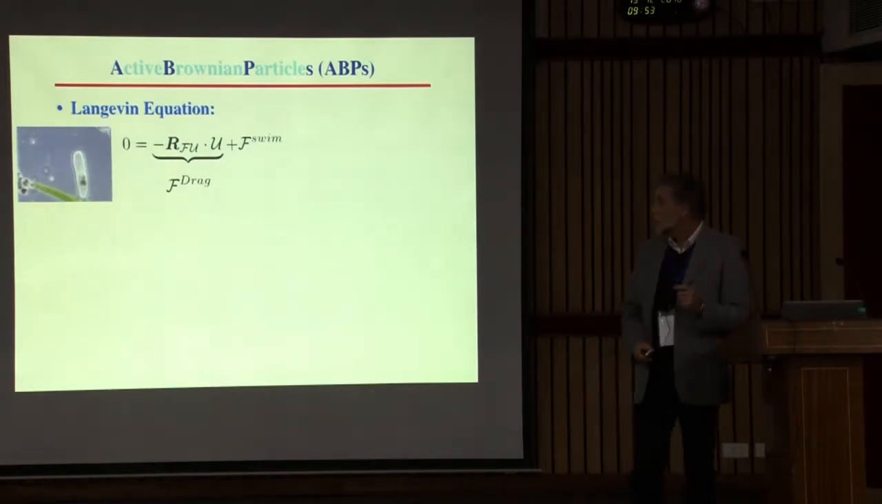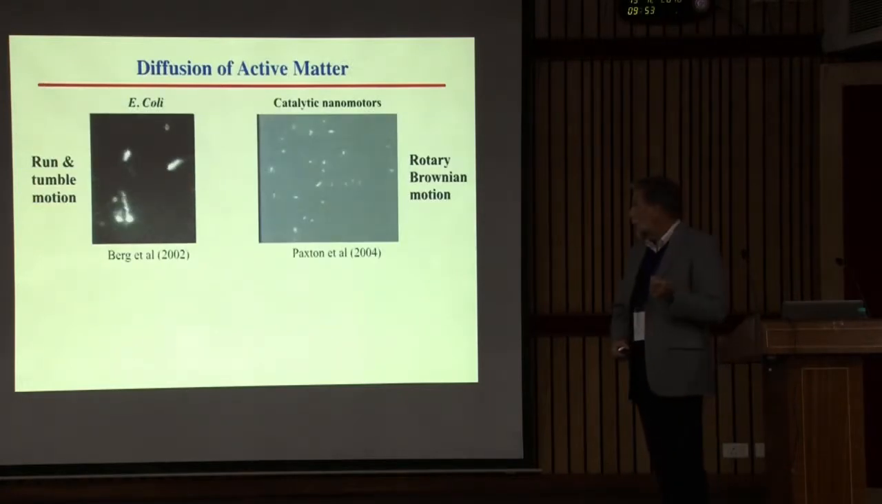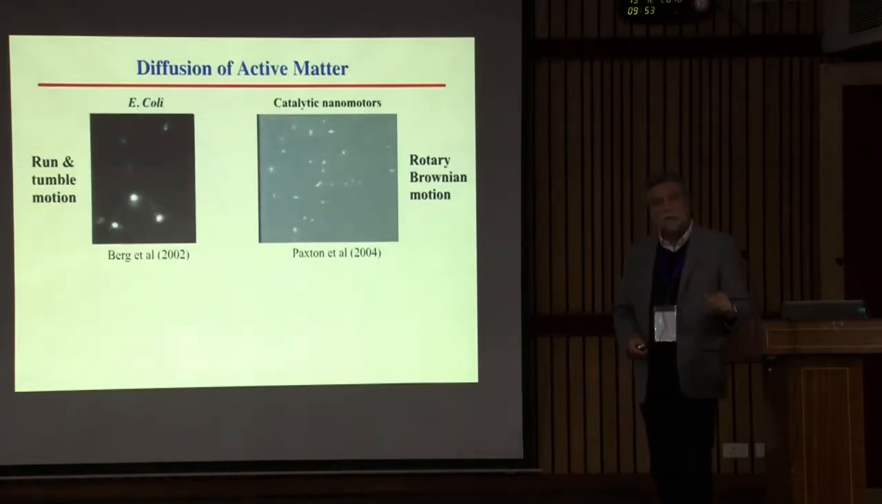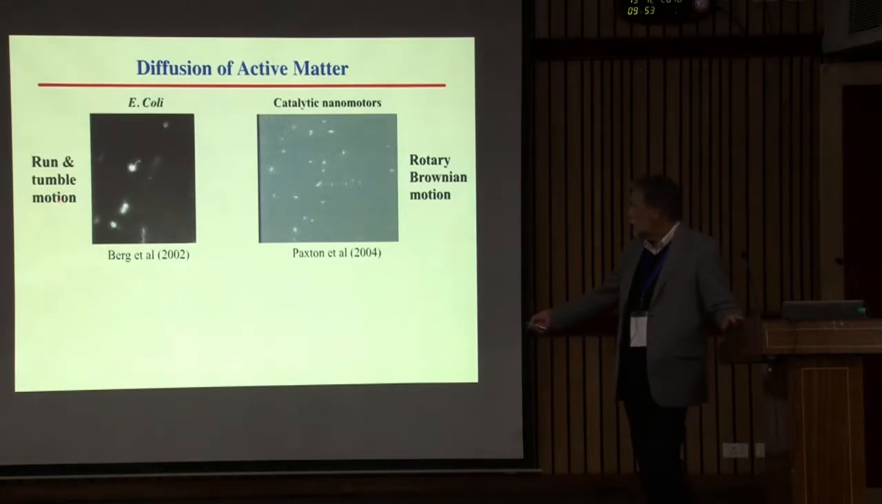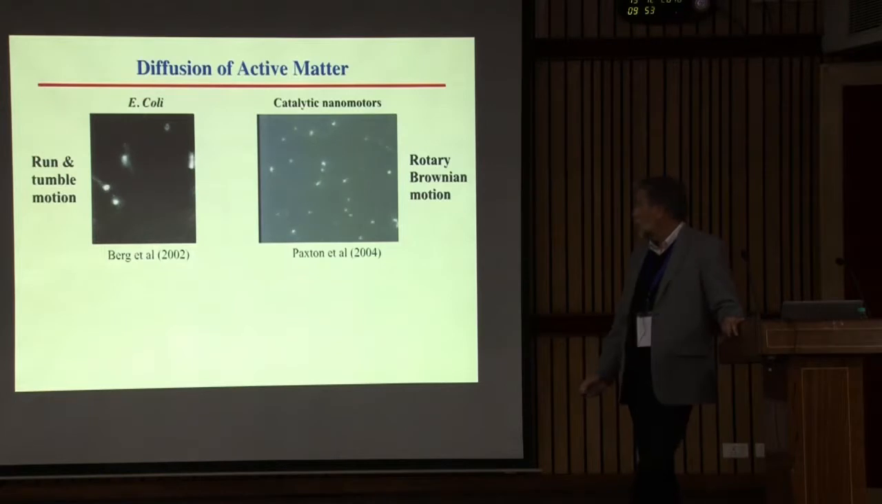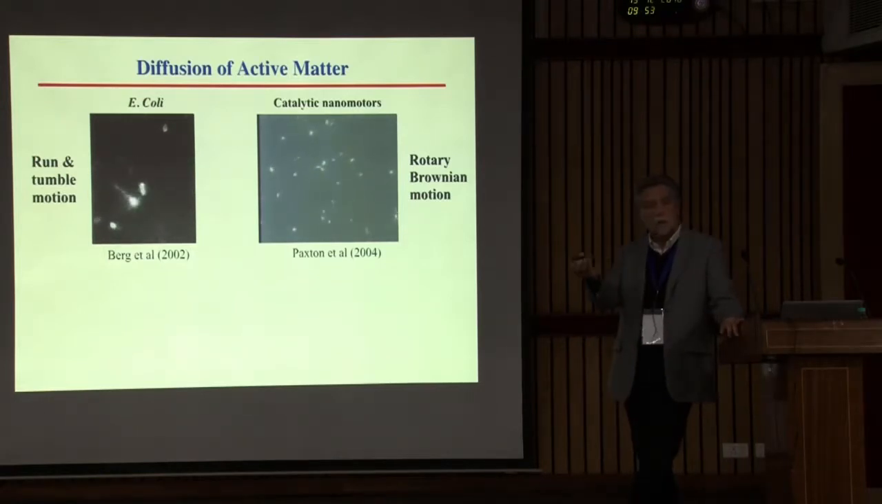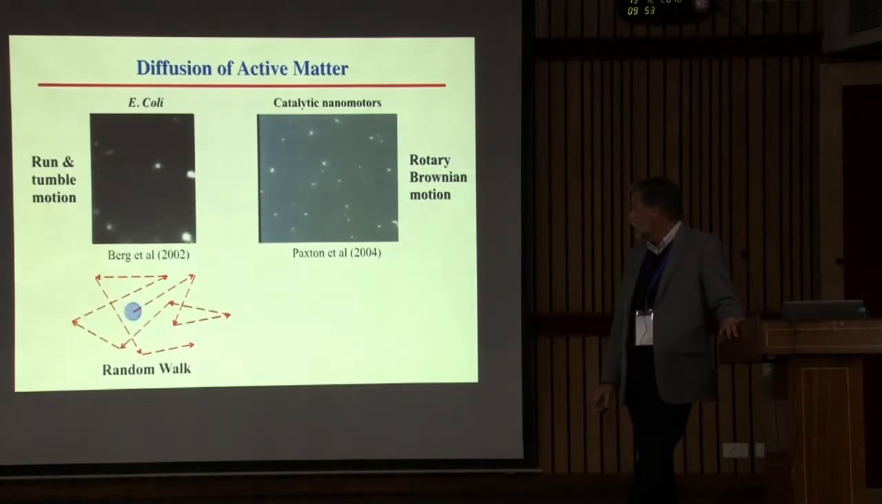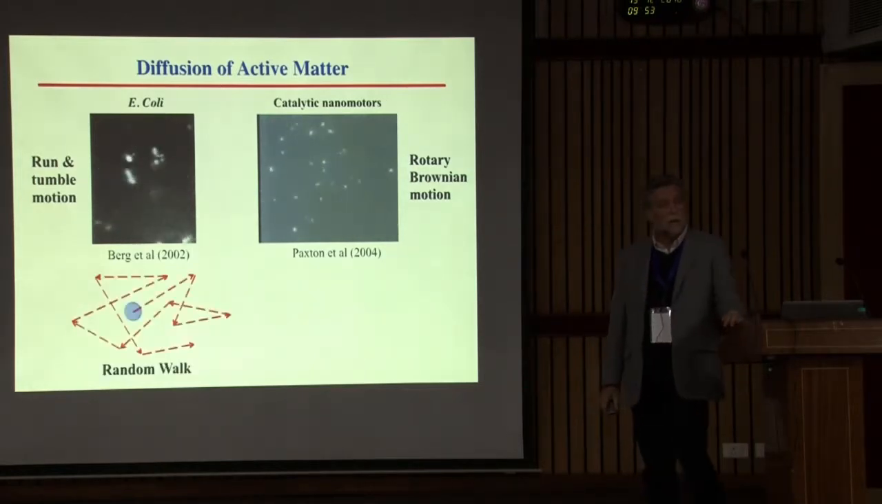One thing you may have noticed is they tend not to go in a straight line. They undergo a random walk process. E. coli undergo what's called a run and tumble motion, where they run for a while, change their orientation, and then go off in a new direction. And the synthetic ones do the same thing. In this case, they change their orientation by rotary Brownian motion. As a result, they undergo a random walk and they diffuse.